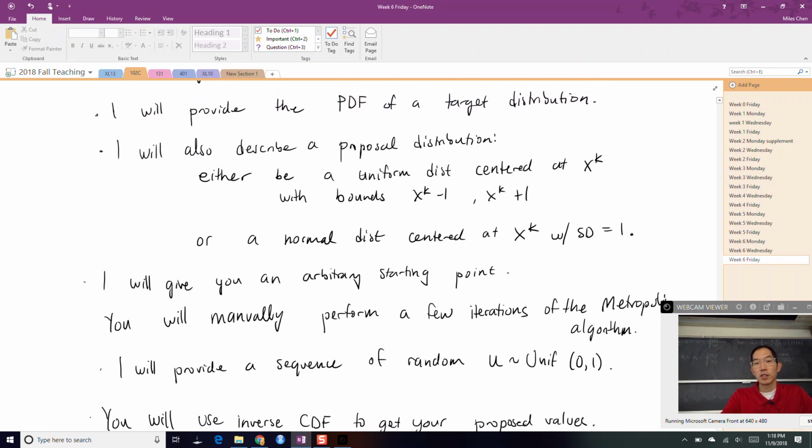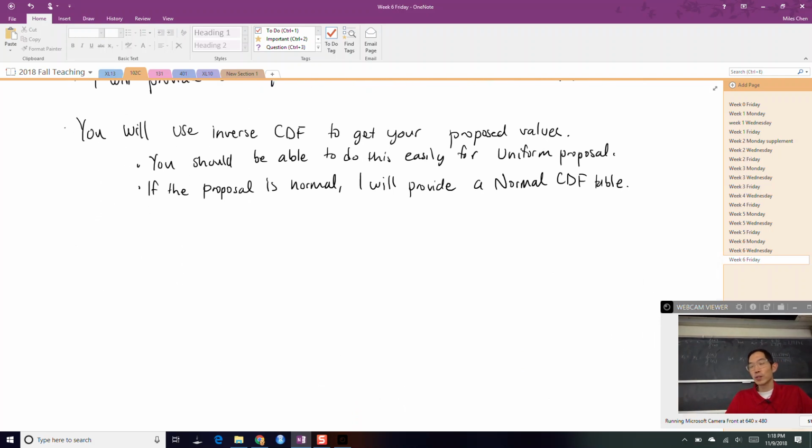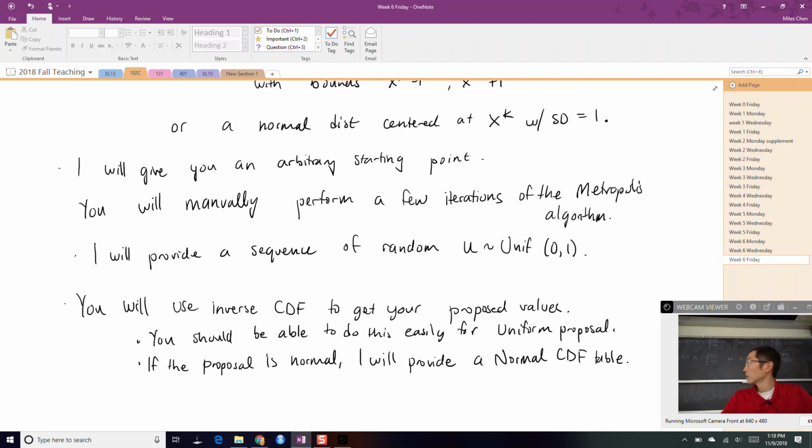So we can do inverse CDF for these methods, getting our proposed values centered at xk, things like that.